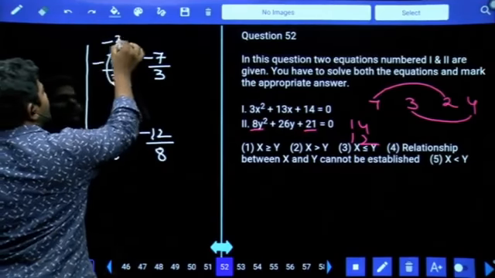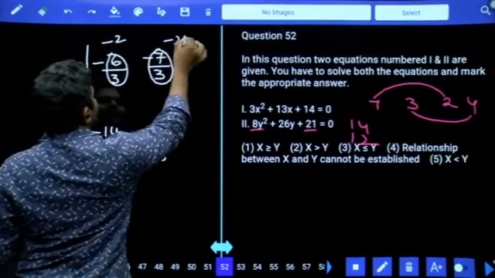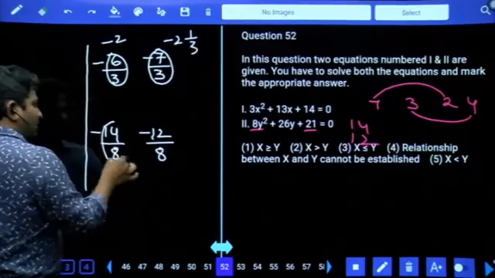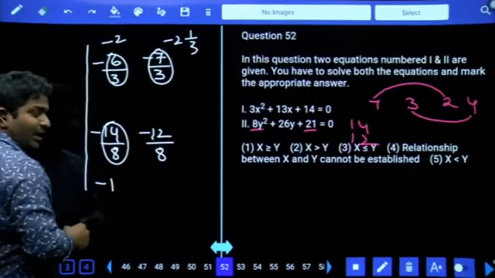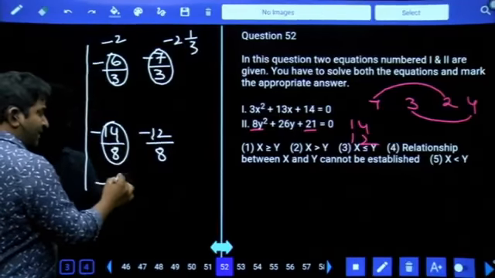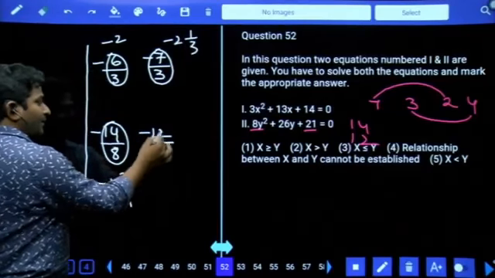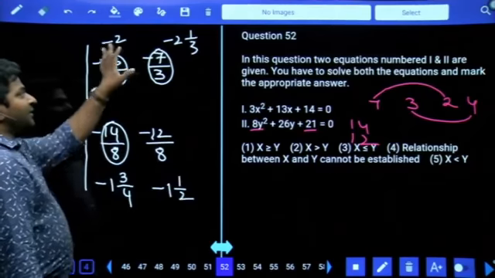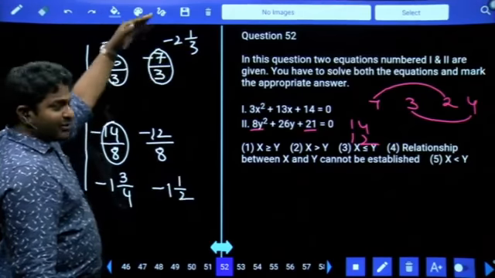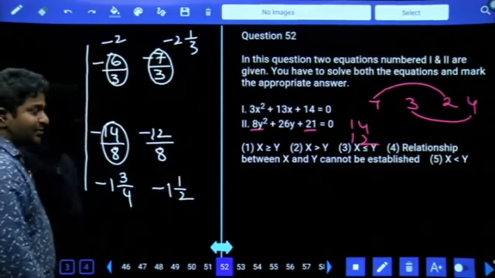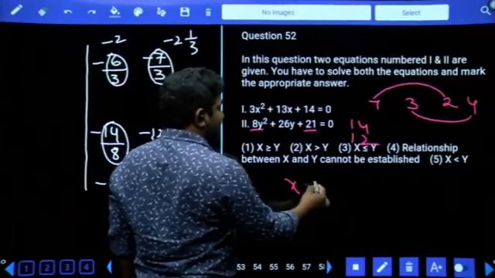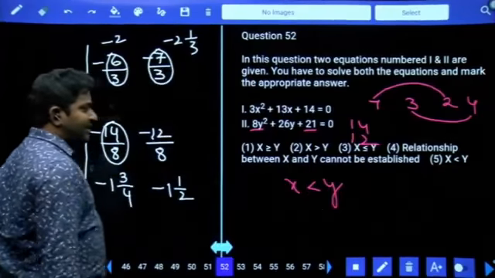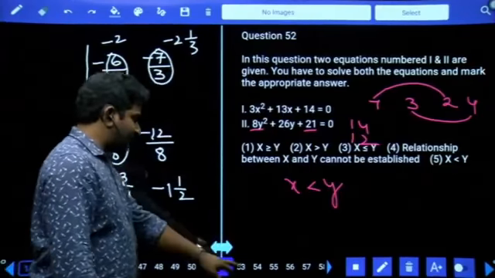This is minus 2, minus 2 1 by 3. This is minus 1 6 by 8, that is 3 by 4. This is minus 1 and a half. These are more than or equal to minus 2 and these are less than minus 2. That means x is less than y. X less than y condition, final answer.